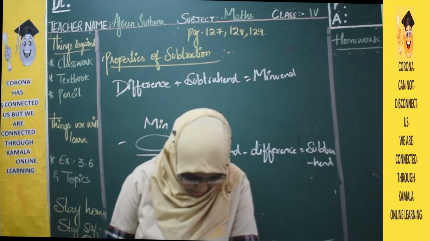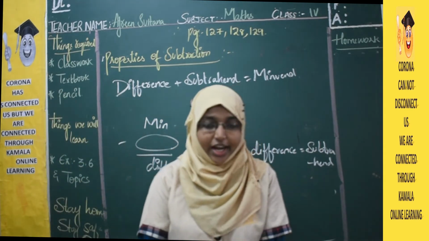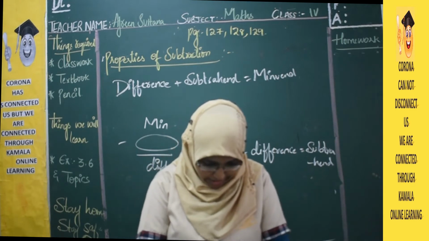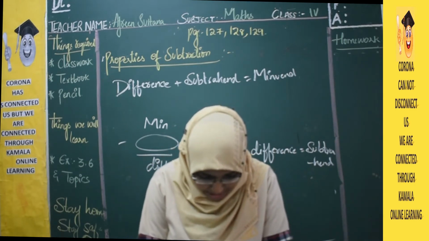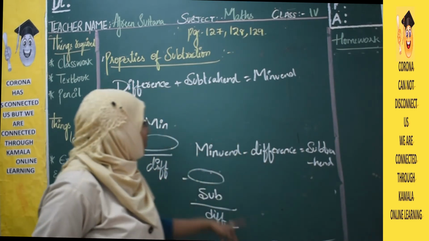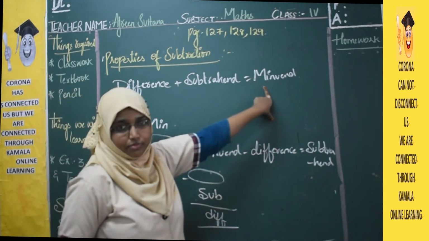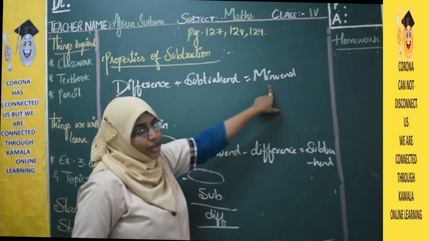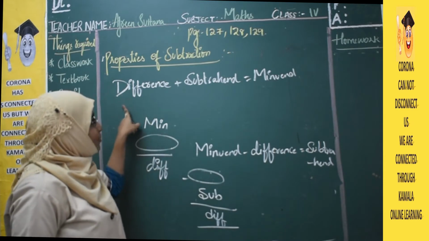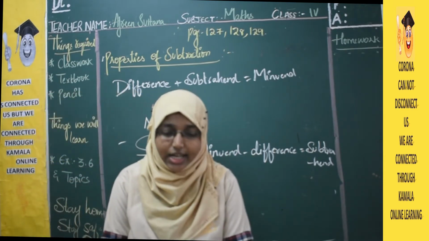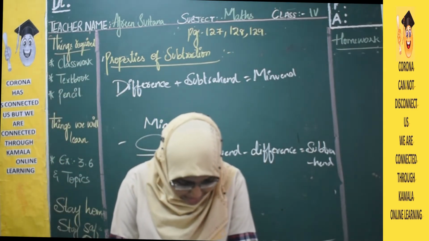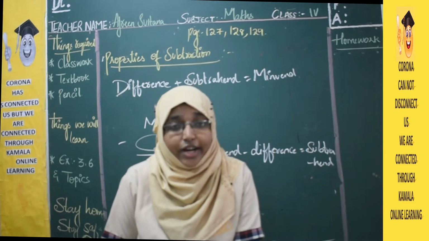See here in page number 128, they have given example number 10 and example 11. The first, example number 10, is based on the minuend. They have used this formula to find the minuend. They have added subtrahend and difference, and they got the minuend.